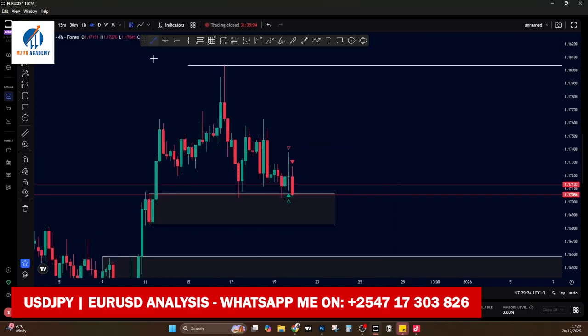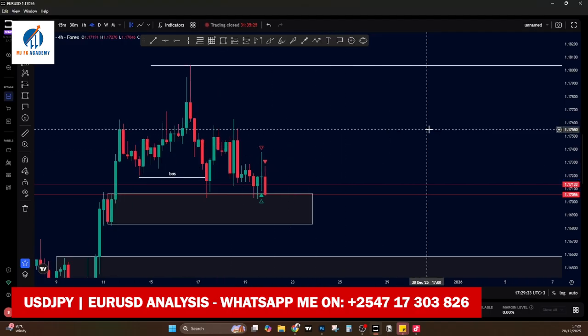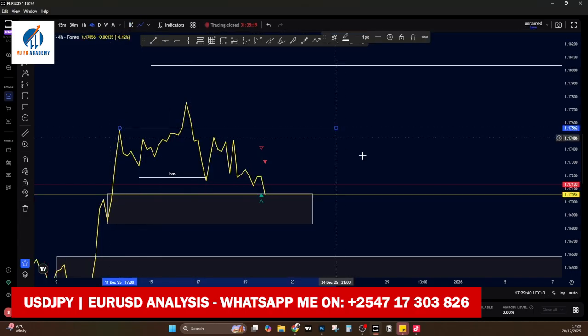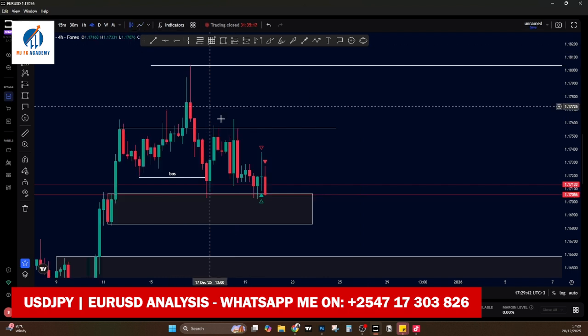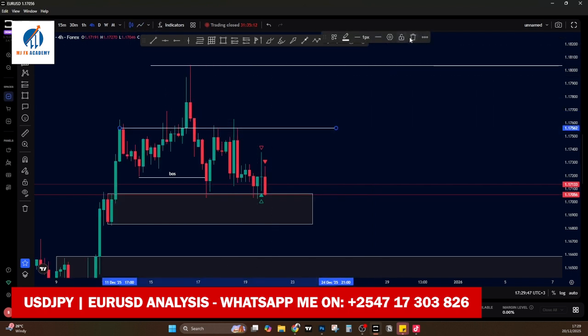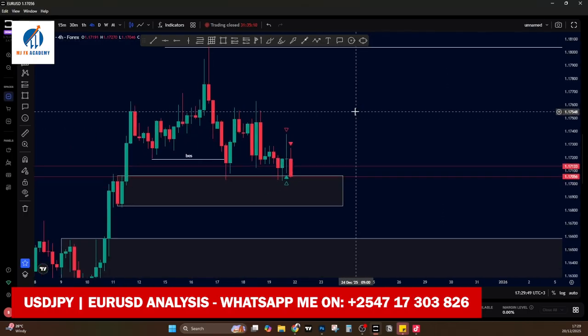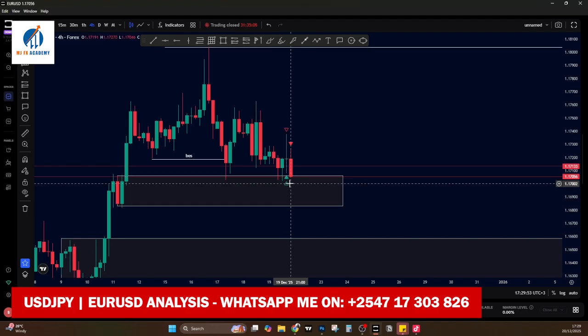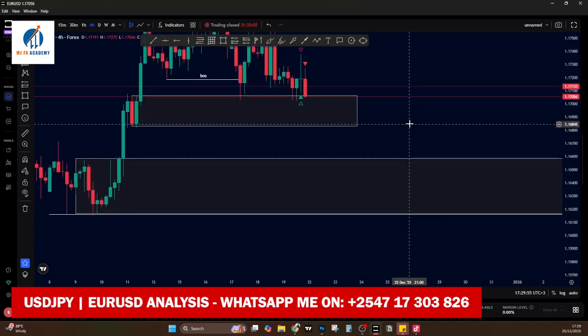In the 4 hours, the market has already broken structure to the downwards. And if you look at this, the market has already come to our QML. You see it has been tapped. So what does that tell you? That tells you that we should continue to look for more opportunities to sell.